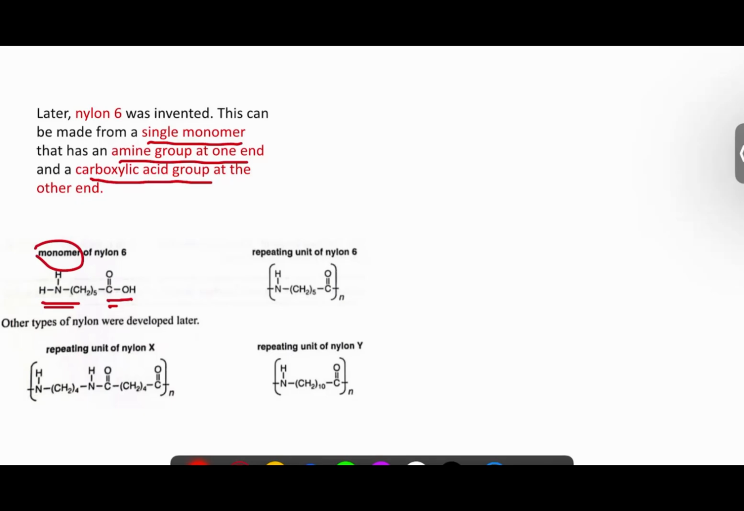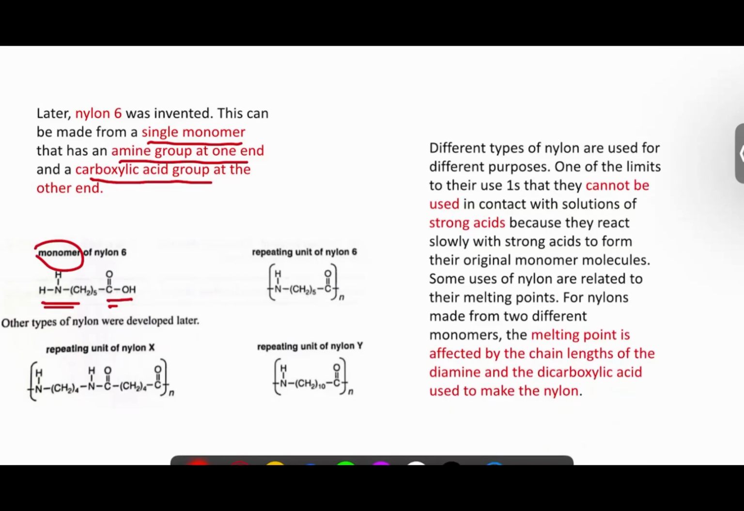Other types of nylon were developed later. So all these are different types of nylon. Different types of nylon are used for different purposes. One of the limits to their use is that they cannot be used in contact with solutions of strong acid. Why not? Because they react slowly with strong acid to form the original monomers.